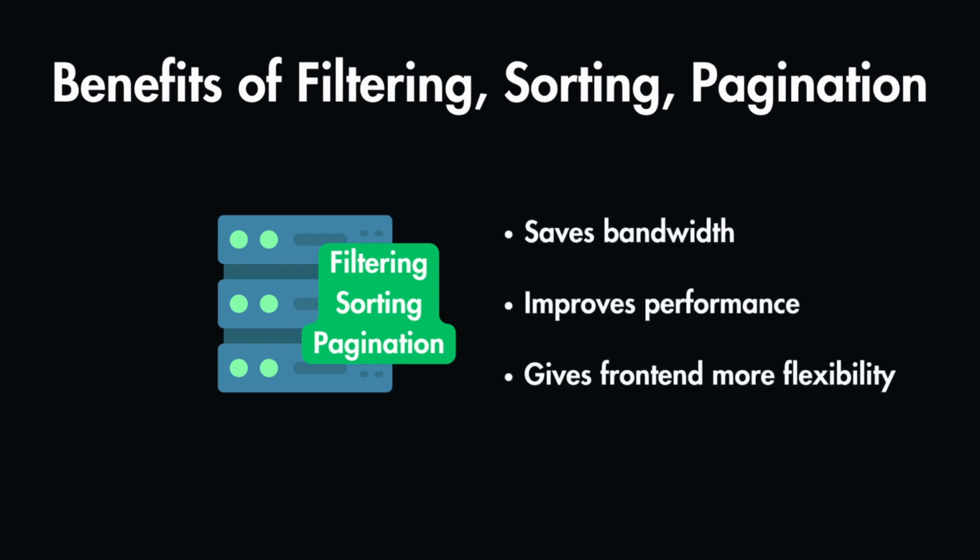So this approach of adding filtering, sorting, and pagination comes with benefits. First of all, it saves the bandwidth of your server. It also improves the performance both on the server side and on the front end side. And it also gives the front end more flexibility because now you can fetch only the things that you need and not some unnecessary data from the database.